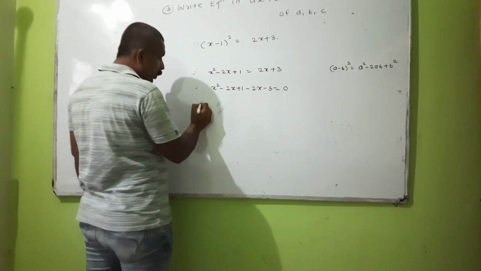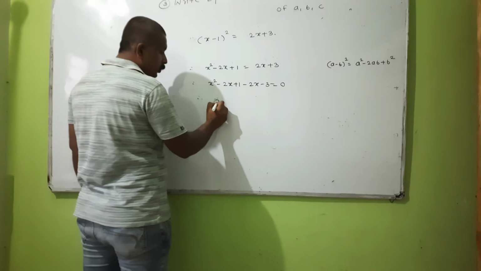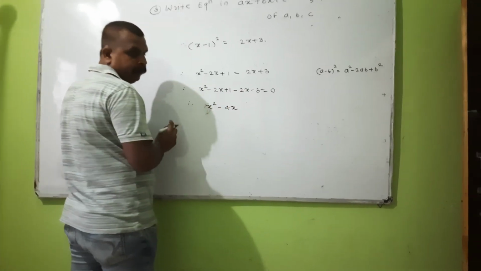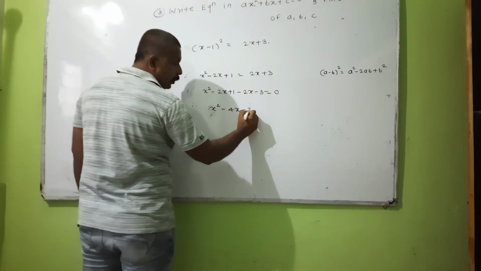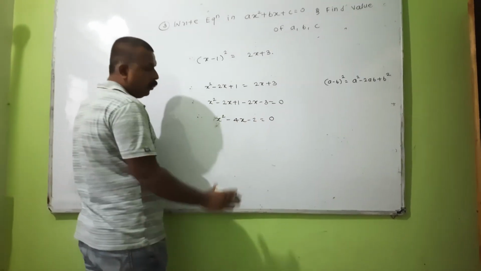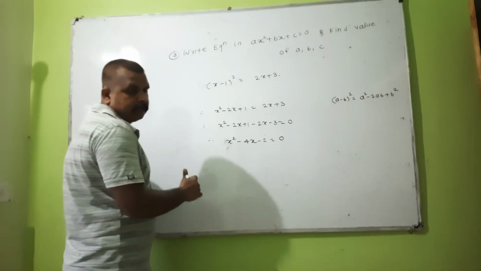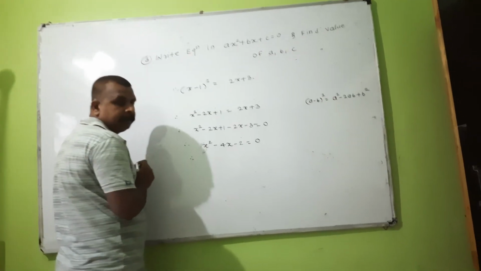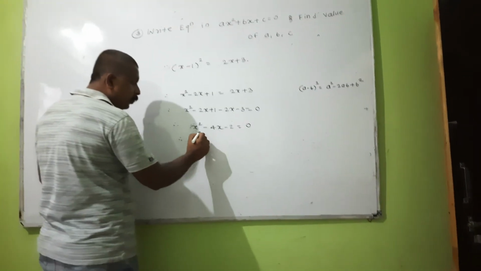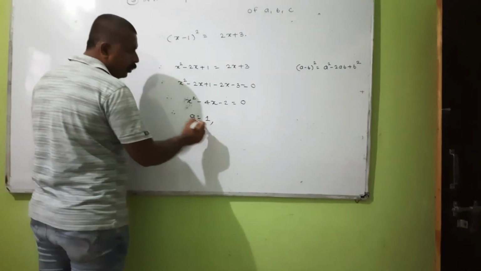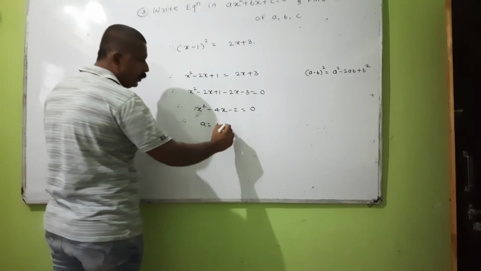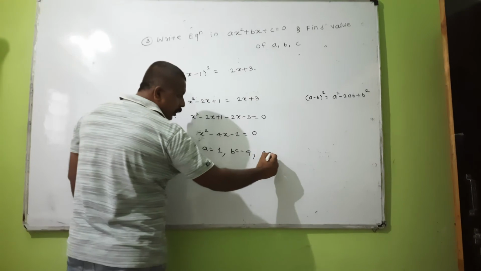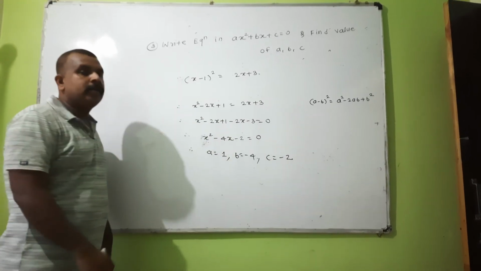So what happened now here? x square, minus 2 minus 2, this becomes minus 4x. 1 minus 3 becomes minus 2 equal to 0. Now this is already in standard form, each term in a proper position. So what is the value of a? Coefficient of x square, it is 1. What is the value of b? Coefficient of x, it is -4. And obviously the last term is c, that is -2.